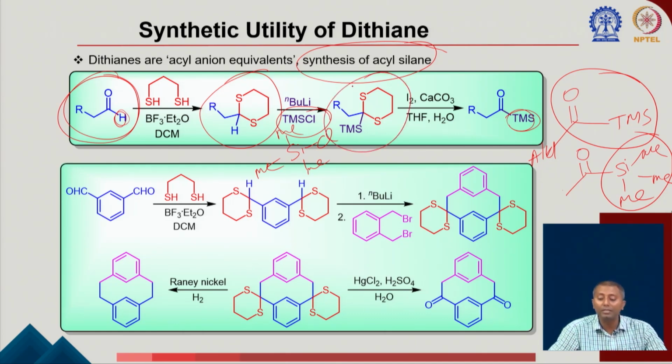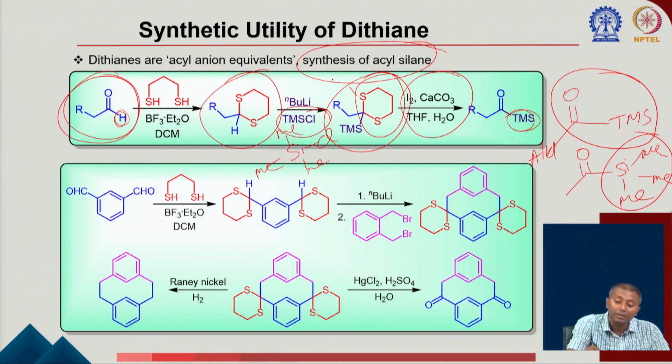Now once you treat with I2 and calcium carbonate, again this I2 and calcium carbonate is another reagent which can also be useful to break this dithiane ring here to convert it to the corresponding carbonyl. Again here, if you understand what we are doing, we are converting the sulfur, because sulfur is a good nucleophile, so it will form sulfur-iodine bonds, which will allow us to cleave the dithiane. So sulfur will be positive.